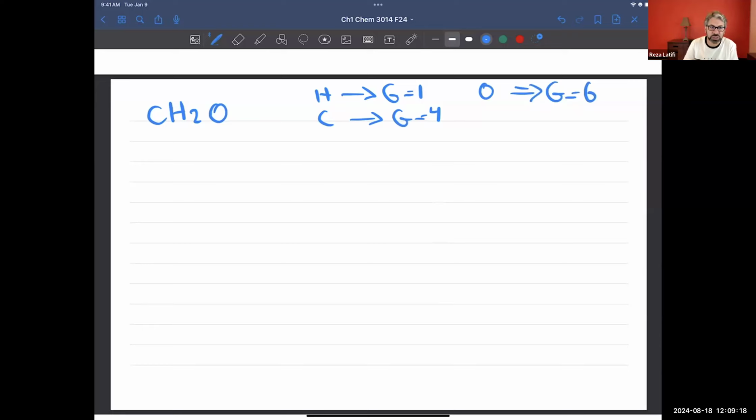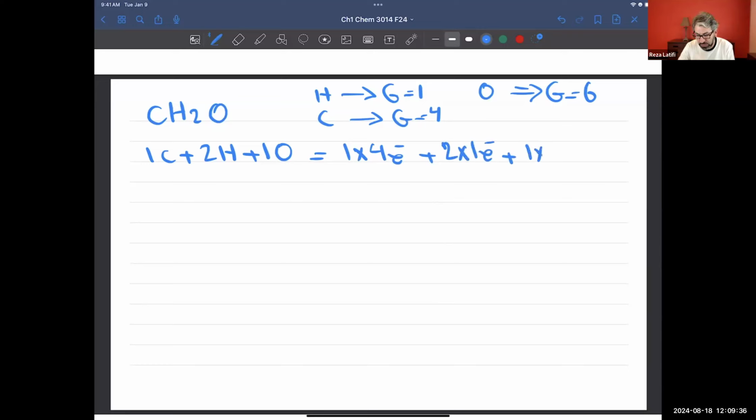So what you're going to say is, I see 1 carbon, 2 hydrogens and 1 oxygen. Of course, there is no charge, so no need to write the charge. Then say 1 multiplied by 4 electrons for carbon, plus 2 multiplied by 1 electron for hydrogen, and 1 multiplied by 6 electrons for oxygen. That's going to give you 12 electrons. Never ever put hydrogen as a central atom. You don't have the option. We have carbon and oxygen.